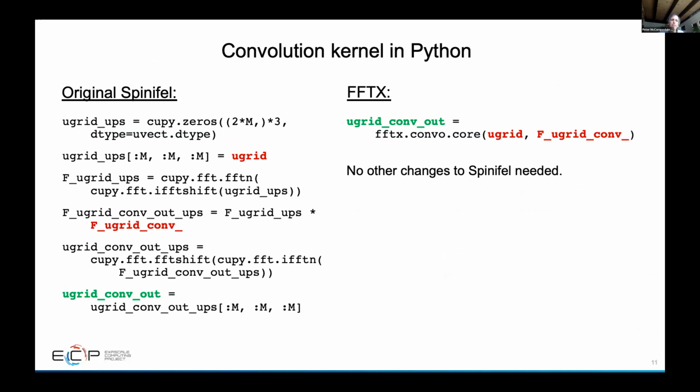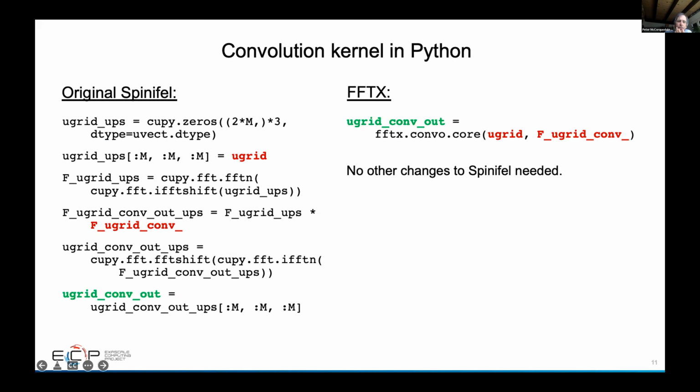So the Spinifel code is written in Python. We were showing examples with C++ earlier, but Spinifel is written in Python, and so we had to come up with a Python interface. Here on the left is what the convolution kernel looks like as implemented in Python in the Spinifel code, with inputs ugrid and fugrid_conv and the output ugrid_conv_out.